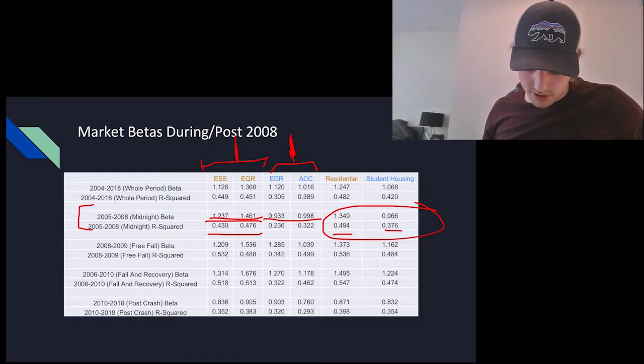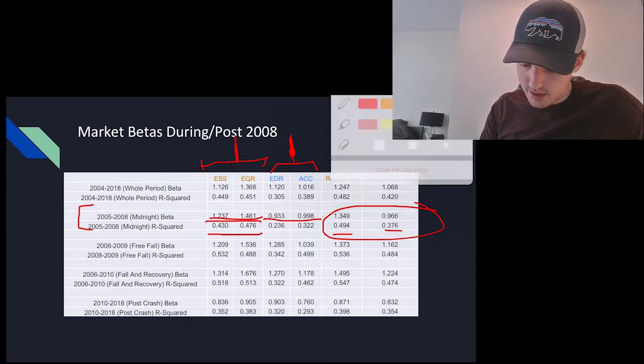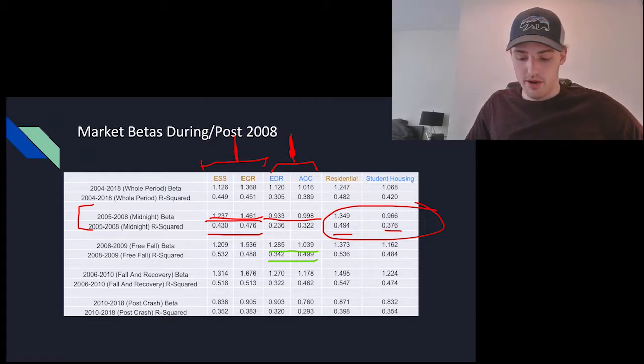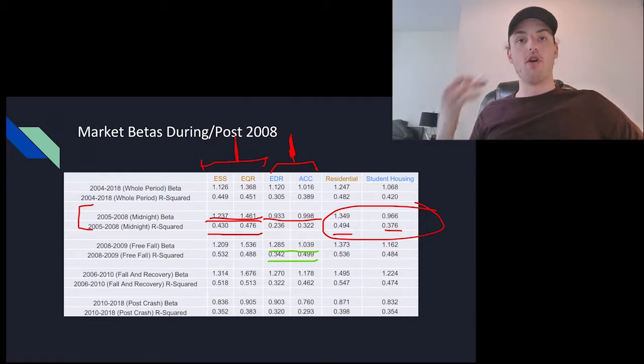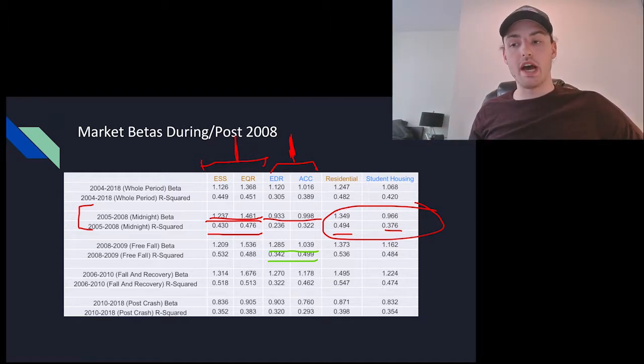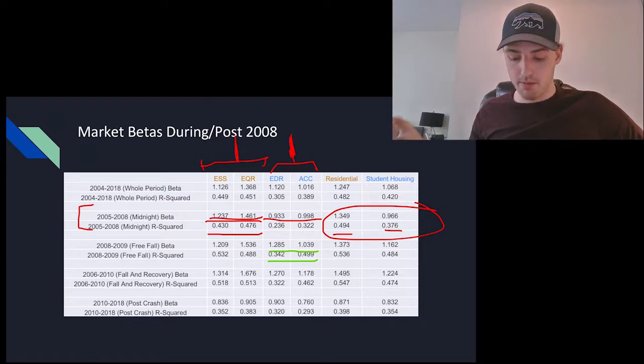And so, you can see the free fall period, let me change my color here. All of a sudden, these residential real estate investment trusts had higher beta values, so they were actually amplified relative to the overall market collapse, which during a free fall period means that they would have sunk in greater proportion than their S&P counterpart.